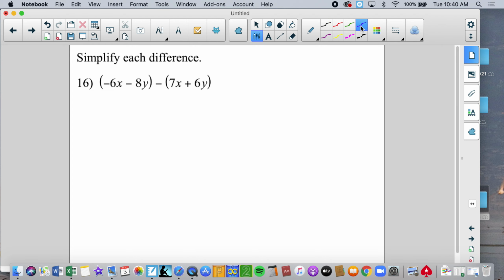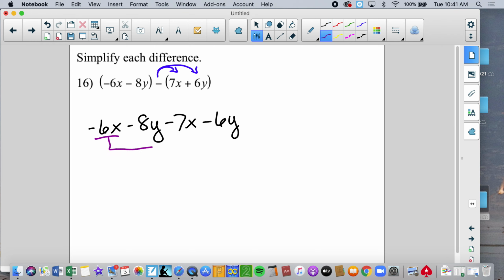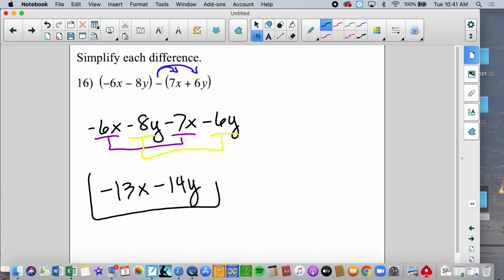Here on number 16, we have to distribute that negative. Left side stays the same. -1 times 7x is -7x. -1 times 6y is -6y. Let's find like terms. You've got -6x and -7x. You've got -8y and -6y. Combine their coefficients in the x's. -6 and -7 makes -13x. -8 and -6 makes -14y. Standard form is alphabetical. X's will always come before Y's.